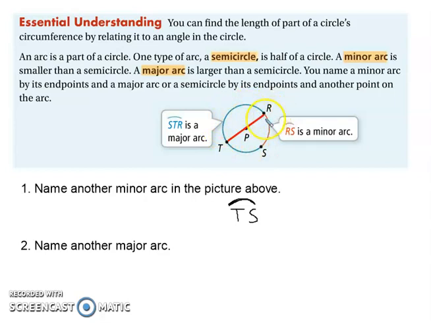So another major arc might be if I wanted to go from T to S, but go the long way. As opposed to the short way, TS, which is the minor arc, if I go the long way around and go through R first, I could call it TRS and then arch across all of them, and that is definitely a major arc. It's more than halfway around.